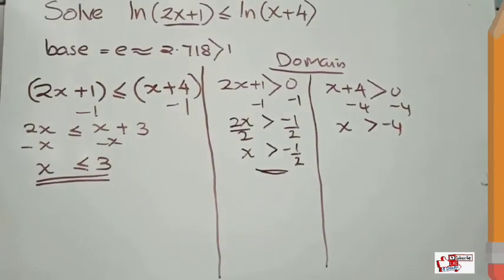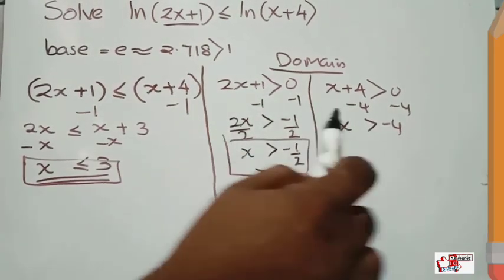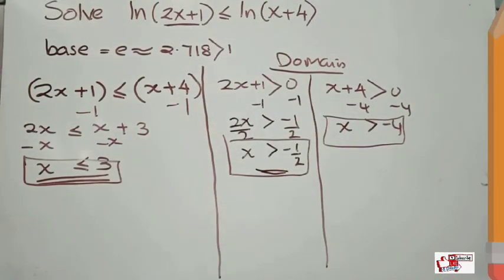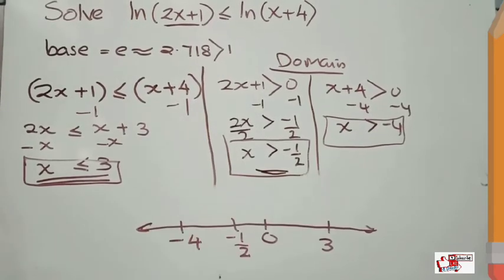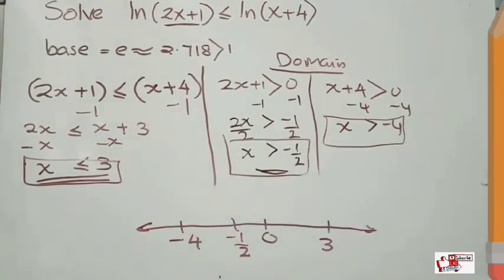So here we get three different solutions for x. One is x less than or equal to 3. The other is x greater than minus 1 by 2. And the third is x greater than minus 4. Now what we need is a common solution, which is the intersection of all these solutions. Let's see how to find that. On the number line I marked all the values: 3, minus 1 by 2, minus 4. Now let's make the corresponding regions on the number line. This is the easiest solution.